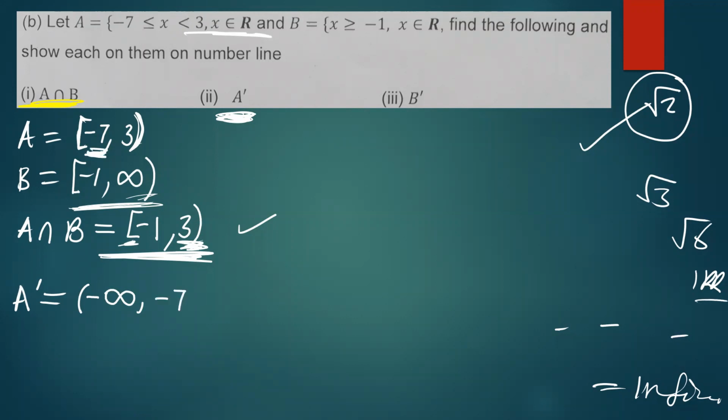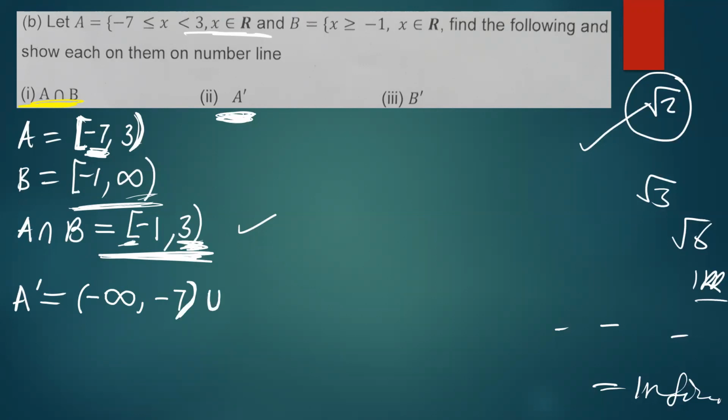But since negative 7 is part of A, looking at the bracket which is there, it's a square bracket, meaning negative 7 is part of A. It means that in the complement, it's not going to be part of that set. So negative 7 will not be part of the complement, so we use this kind of bracket. And then I'll write my union here.